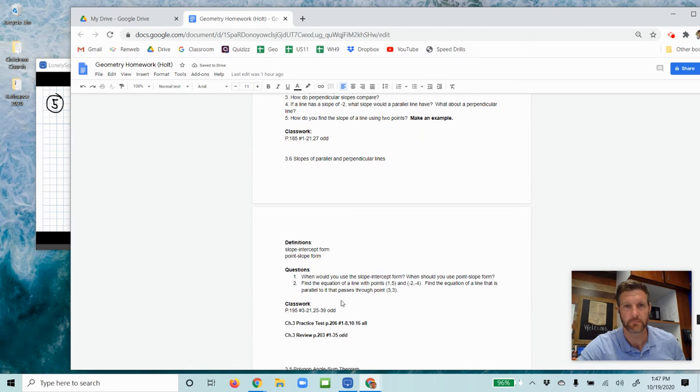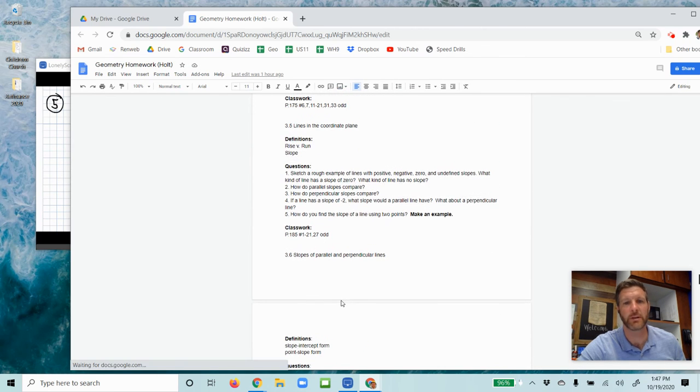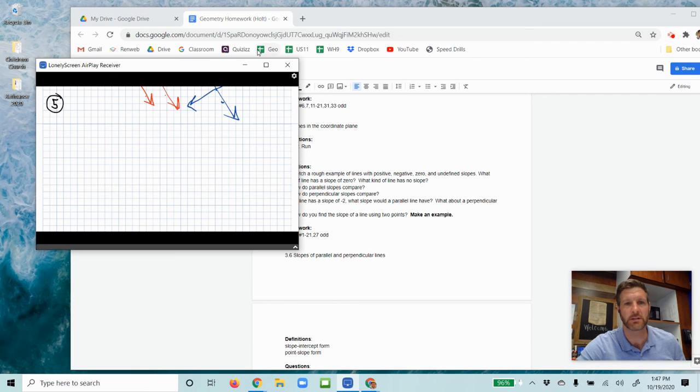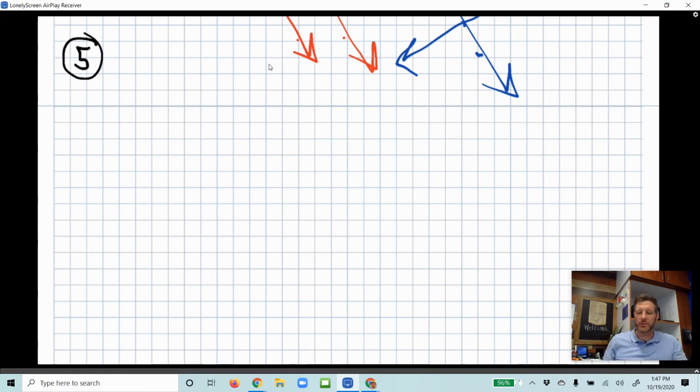Okay, question number 5. How do you find the slope of a line using 2 points? Make up an example. So for this one, we're going to practice finding the slope from 2 points. And rather than give you my own set, I wanted to show you that you can pretty much create any set you want and do it yourself.